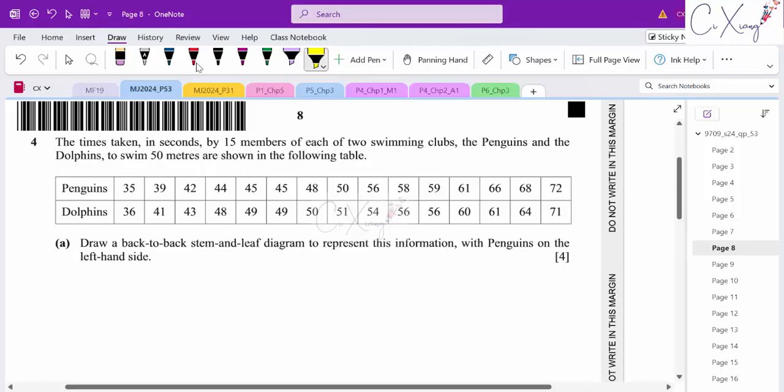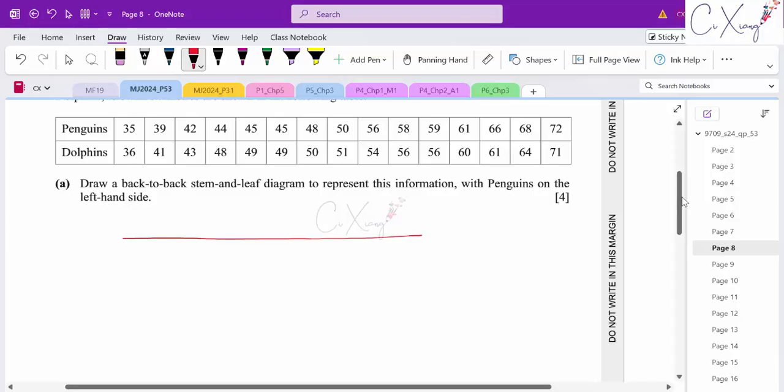Okay, so let's start. For recent years, when they ask us to draw a back-to-back stem plot, you need to make sure that you read the instruction of the question very carefully. Usually they will emphasize which set of data needs to be put on the left and which set of data needs to be put on the right. Okay, so this is my stem for a back-to-back stem plot.